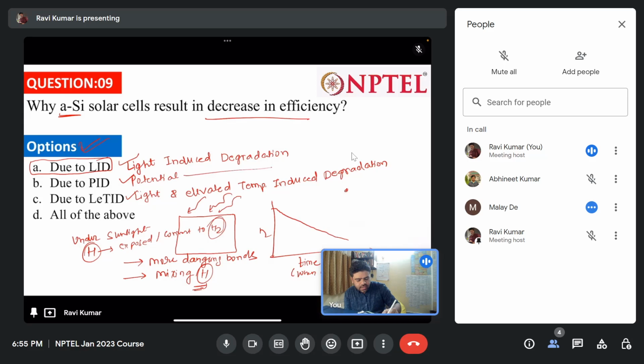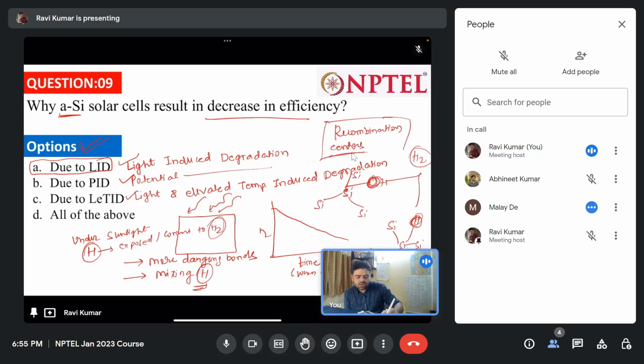If dangling bonds are here, like silicon, there is no atom here. It was hydrogen, and same here, silicon, hydrogen, silicon. If these two hydrogens are removed, like being in H2, these sides will be empty. And if these sides are empty, they will work as recombination centers. Means the recombination of charge carriers will increase, which will result in a reduction in the efficiency of the solar cell. You got it? Yes, sir.